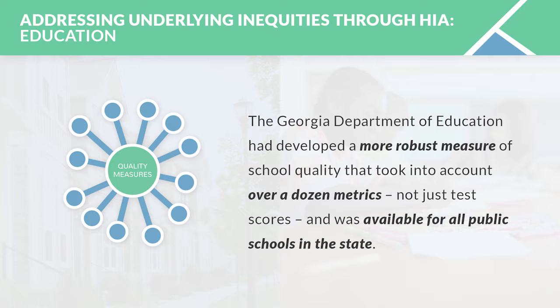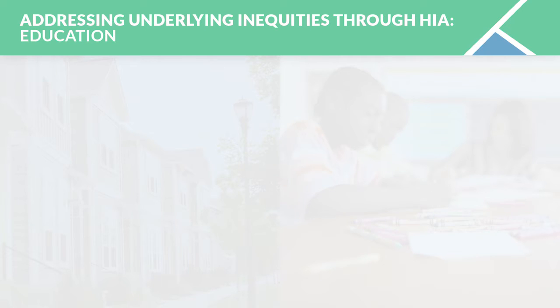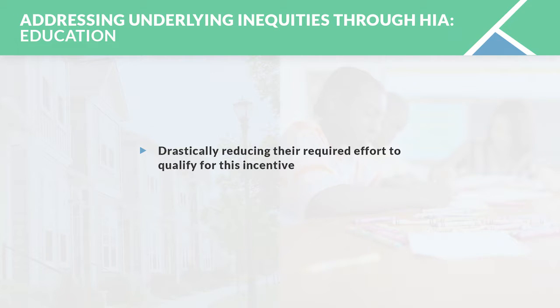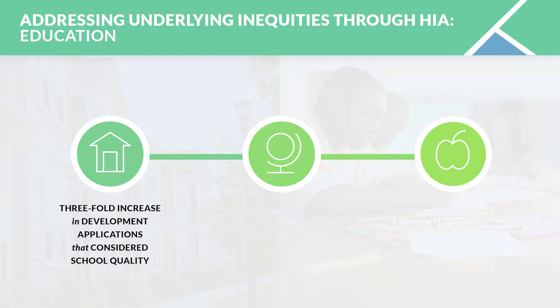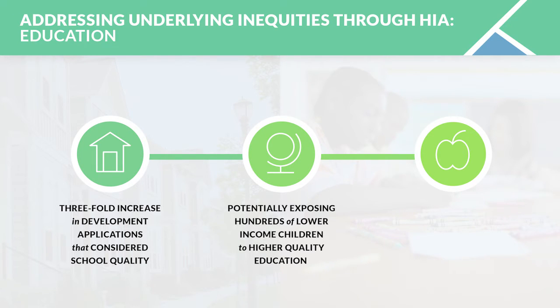The HIA team drafted language and an incentive structure around this new measure, which was easily obtained by the housing developers, drastically reducing their required effort to qualify for this incentive, while at the same time incorporating a more robust measure of school quality. This new language was included in the updated policy. The result was a threefold increase in the number of development applications that sought this incentive, potentially exposing hundreds of lower-income children to higher quality education opportunities. Over time, this is likely to increase health equity by giving vulnerable children access to education that correlates so strongly with lifetime achievement and health status.